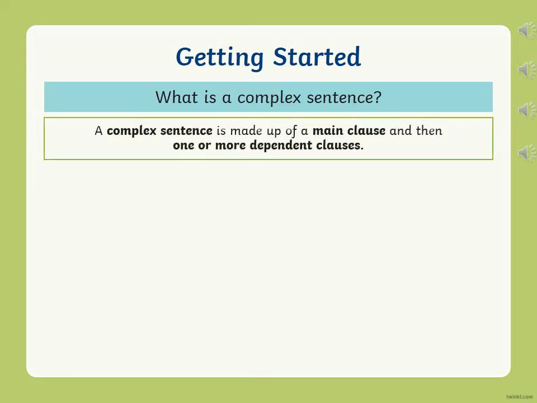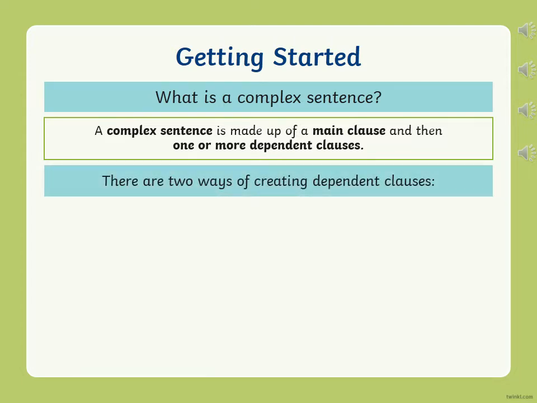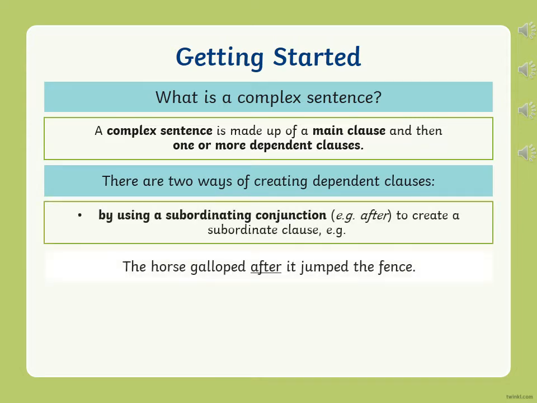What is a complex sentence? A complex sentence is made up of a main clause and then one or more dependent clauses. There are two ways of creating dependent clauses. By using a subordinating conjunction, for example, after, to create a subordinate clause. Example, the horse galloped after it jumped the fence.